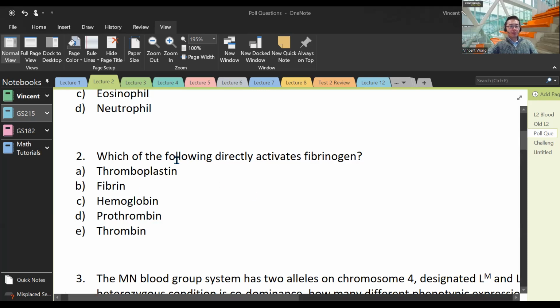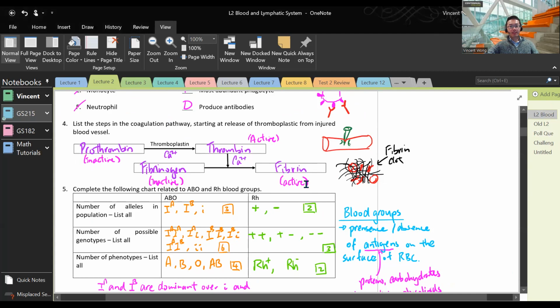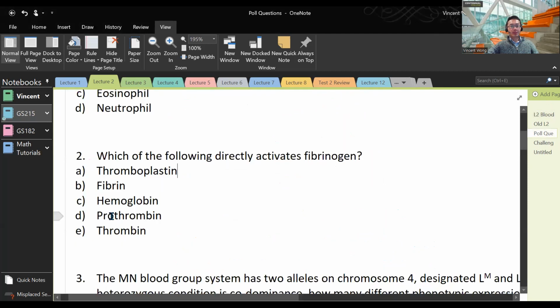You got to read the question carefully. It's not asking you what fibrinogen becomes. It's asking you what activates fibrinogen, right? So if you look at the chart here, to activate fibrinogen, we're going to need thrombin. Okay, so the answer is E, thrombin.